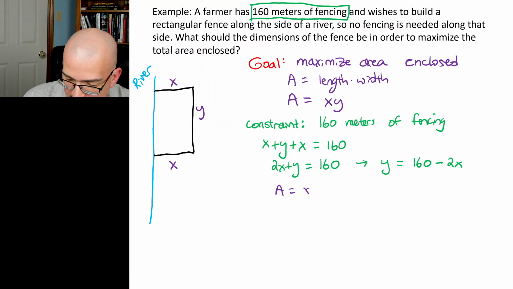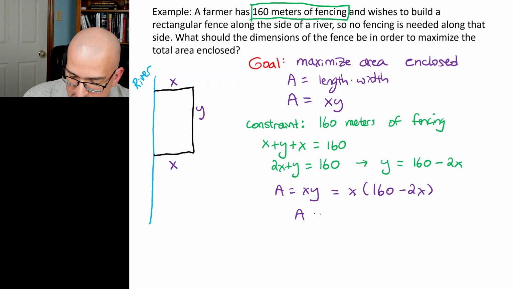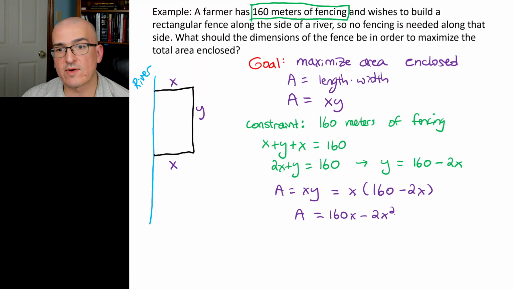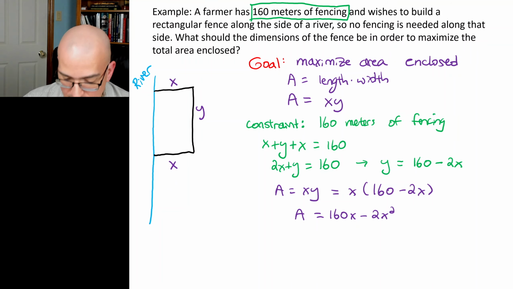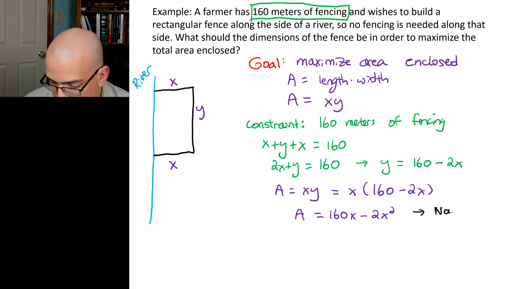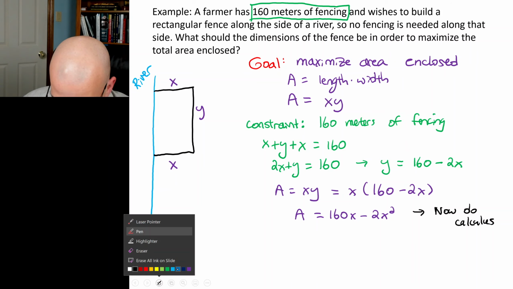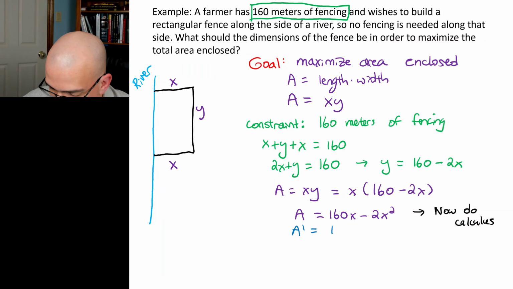So A is equal to x times y, which is equal to x times (160 minus 2x). So A is equal to 160x minus 2x squared. This is now a calculus problem. This is like one of the ones that we started with. So now we'll do calculus. Let's take the derivative, set it equal to 0. A prime is equal to 160 minus 4x. So 0 is equal to 160 minus 4x.